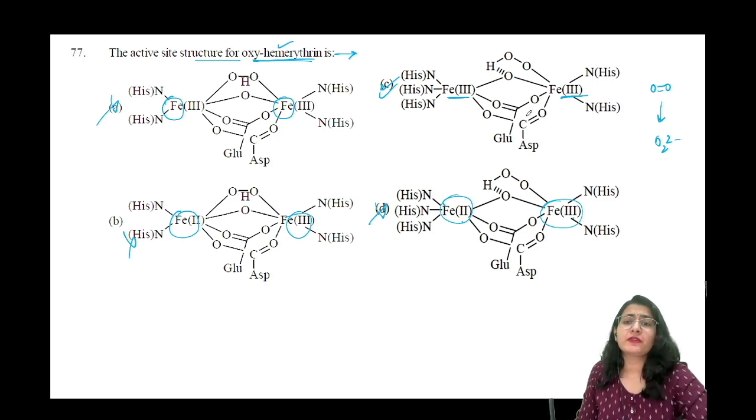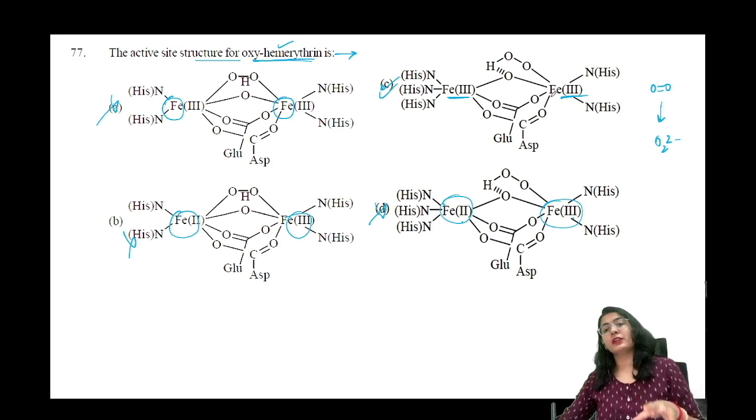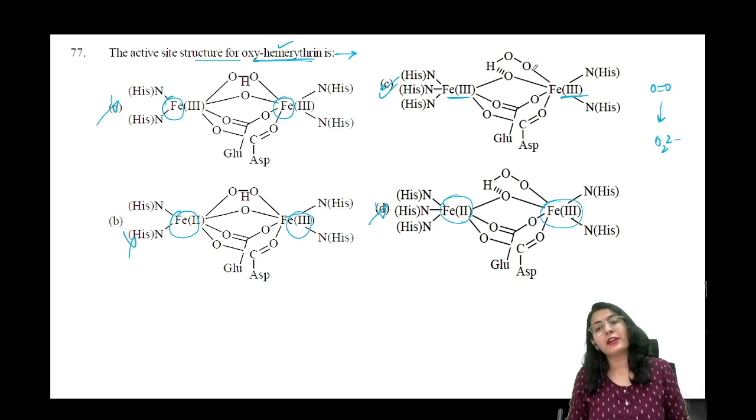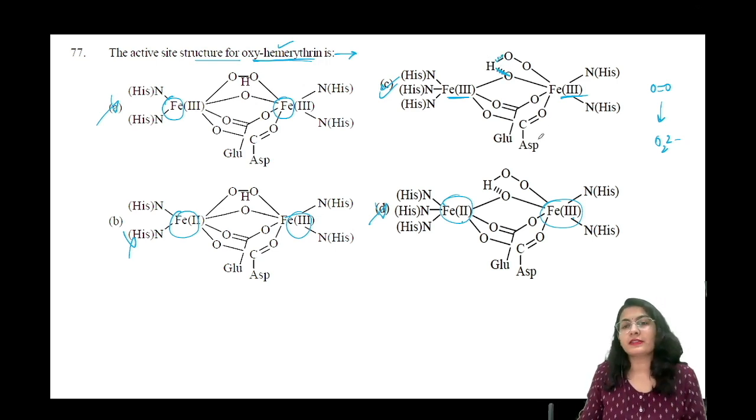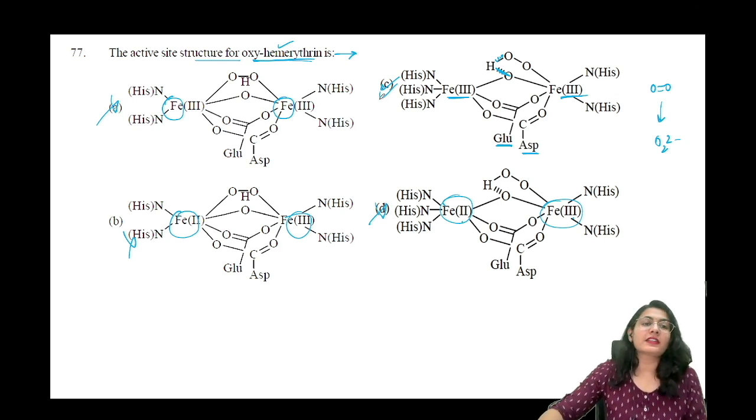The other things that you have to check, that to the coordinated iron, the dioxygen will be connected and one hydrogen bond is there. Actually the hydrogen bond is supposed to be like this. Okay, anyways, that's a minor thing. And both of these are connected through the carboxylate residue of glutamate and aspartate, right? So C is the correct answer.